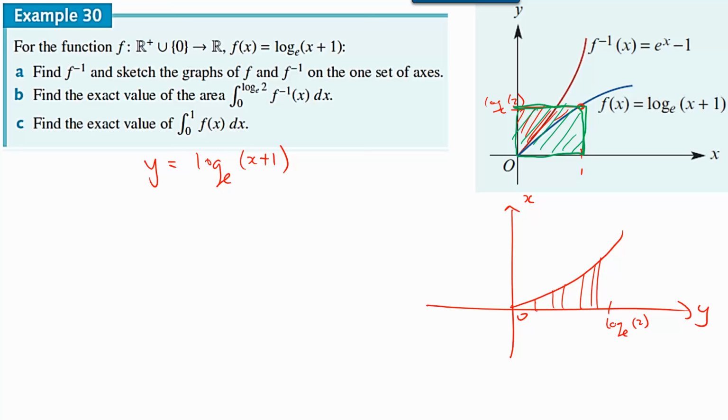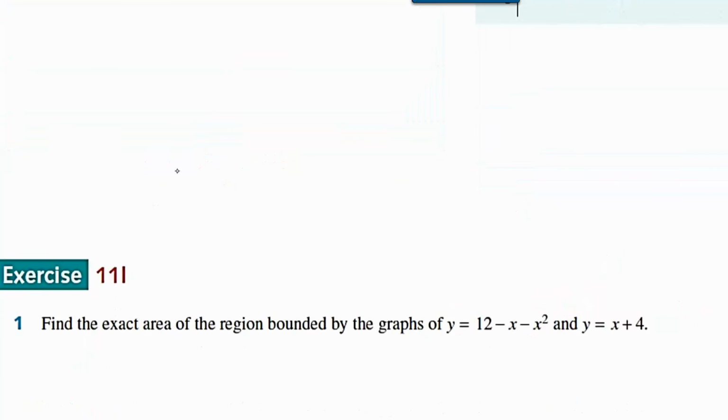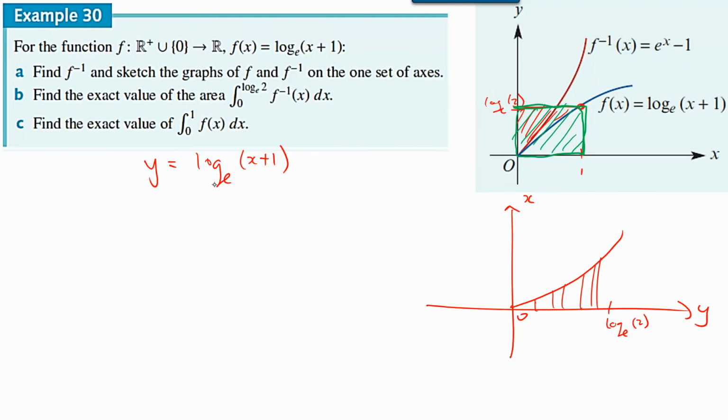Now the area of the red is just writing in terms of y. So that means I have to rearrange this so that I get it in terms of y. Okay, so I'm going to rearrange that. I'm going to take e on both sides, so e to the power of y, e to the power of log e cancels out. So e to the y is equal to x plus 1. If I rearrange and write it in terms of x, x is equal to e to the y minus 1.